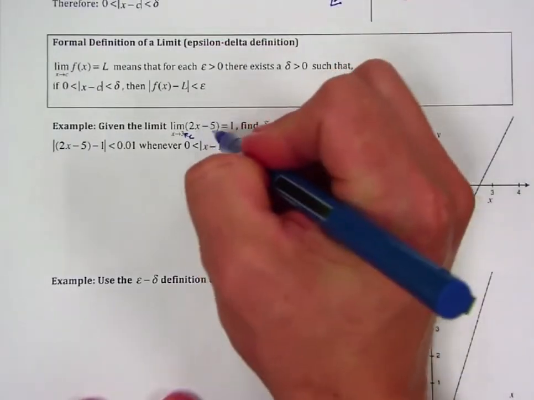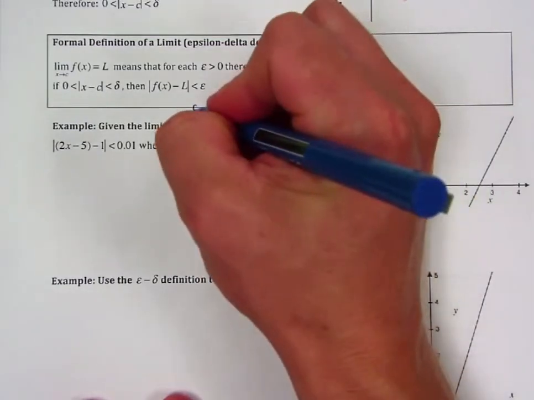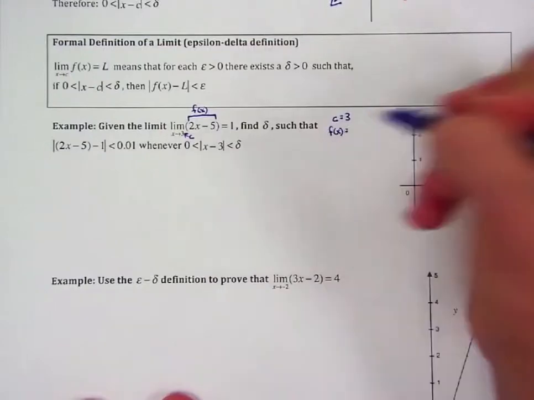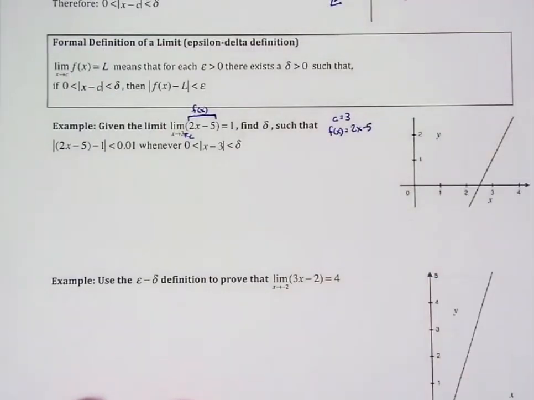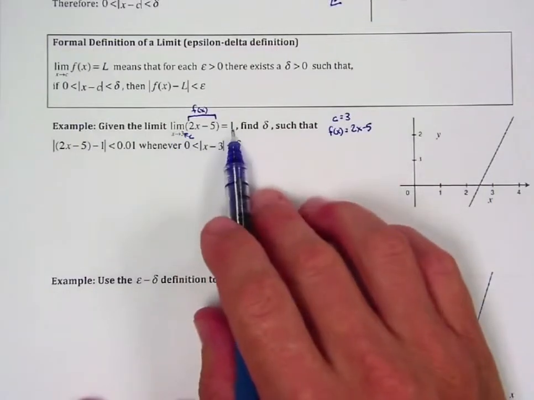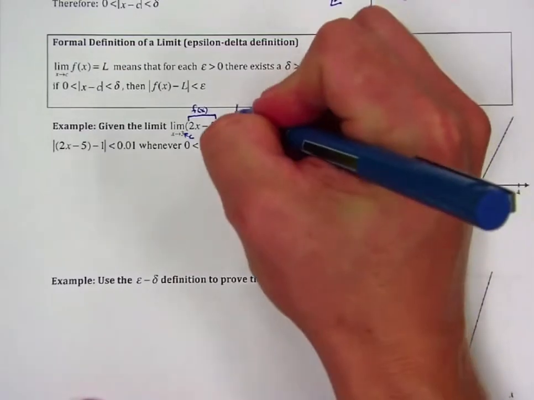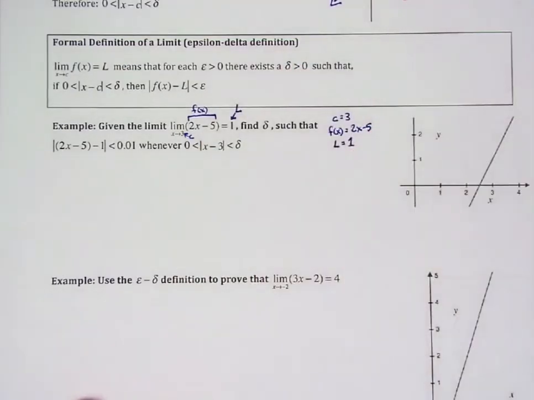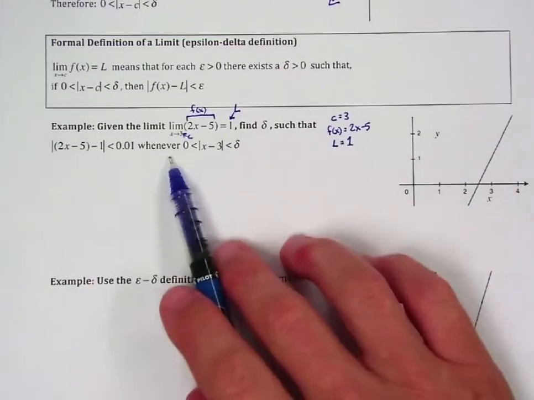If we look right in here, this is our f of x. So we also know f of x equals 2x minus 5. And we're saying the limit equals 1. So 1 right here is our L. L equals 1. Now they're asking us to find a specific delta such that all of this is true when this is true.